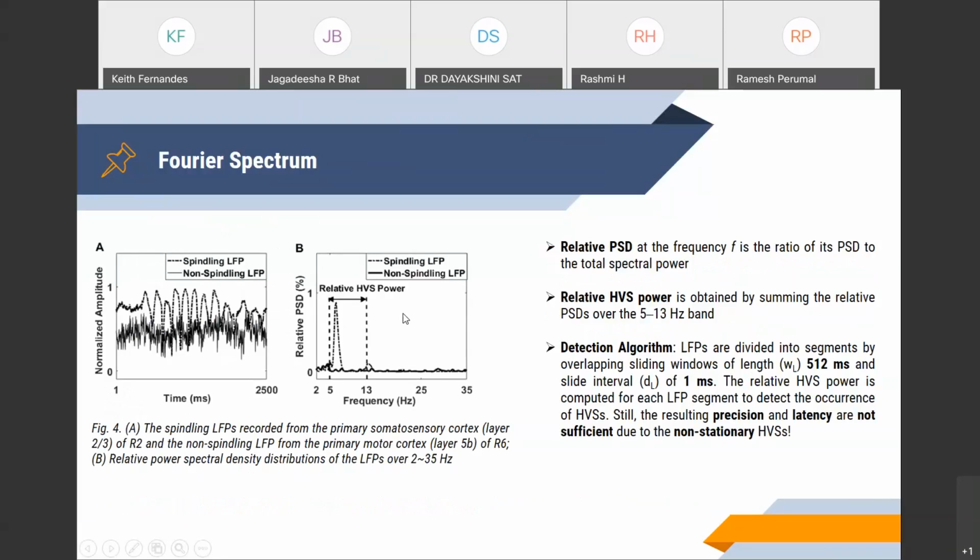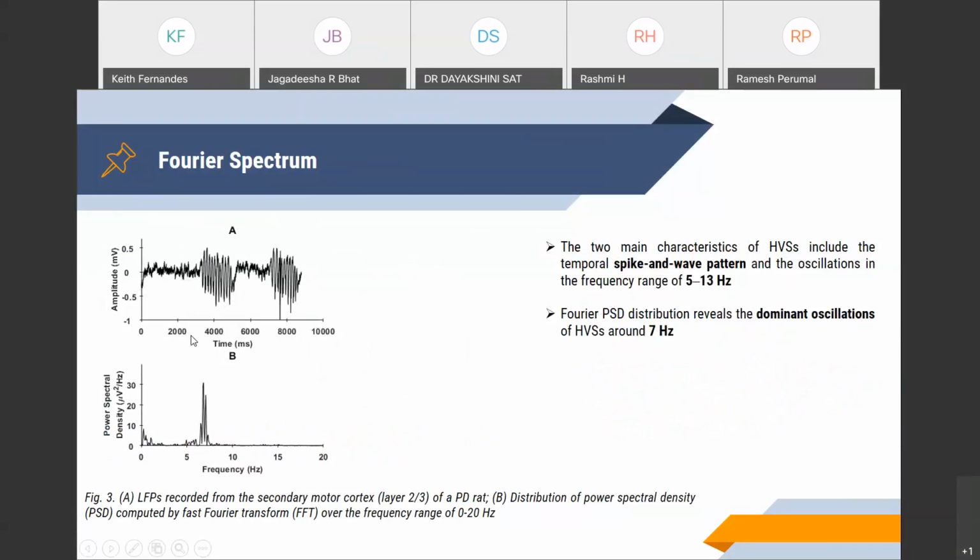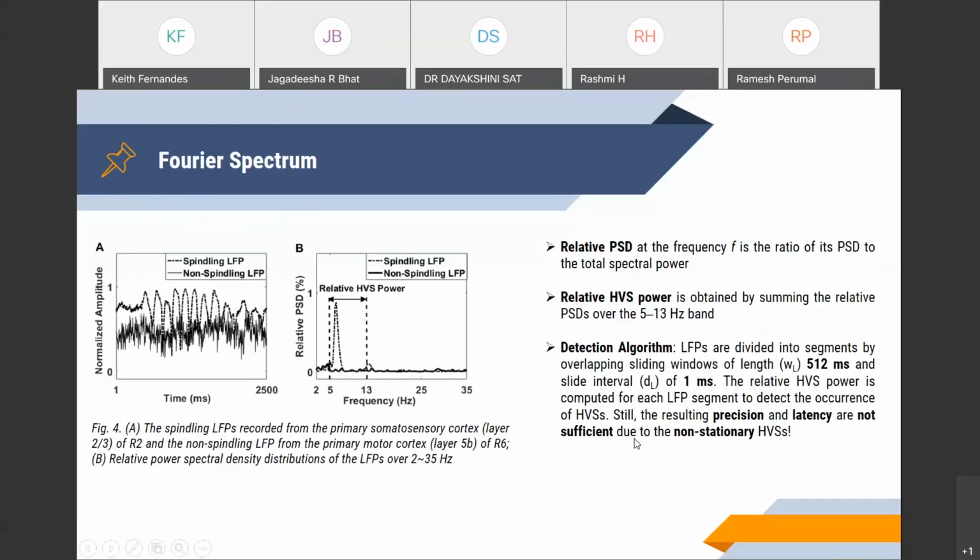So how about a detection algorithm based on the Fourier transform? We know very well, because in the previous slide we noted that the high voltage spindle exhibits a higher power in the 5 to 13 Hz. But one thing we all know very well is that the Fourier transform lacks time information. It provides only the spectral information. Of course, we can use the short-time Fourier transform by using a window, and we can use an overlapping sliding window. For example, we can divide the LFP into small segments, and we can slide after 1 millisecond. But I will tell you what would be the impact on the performance.